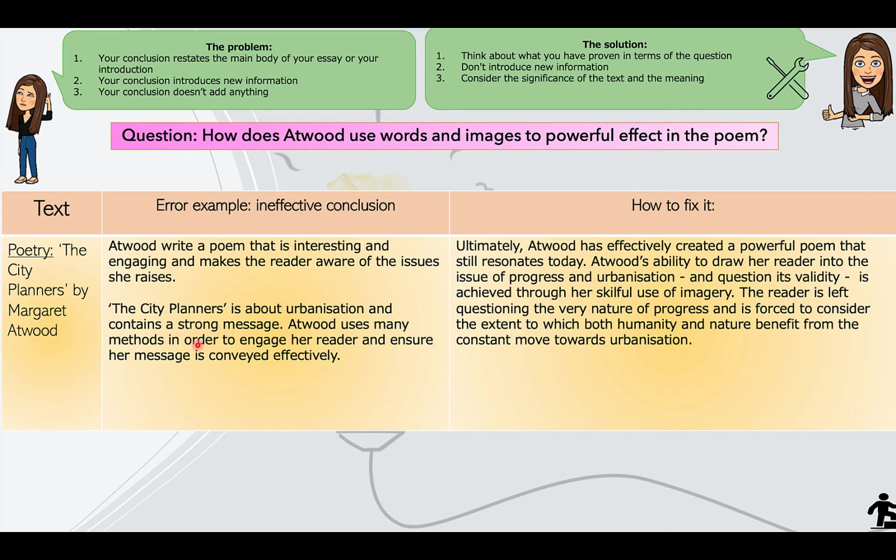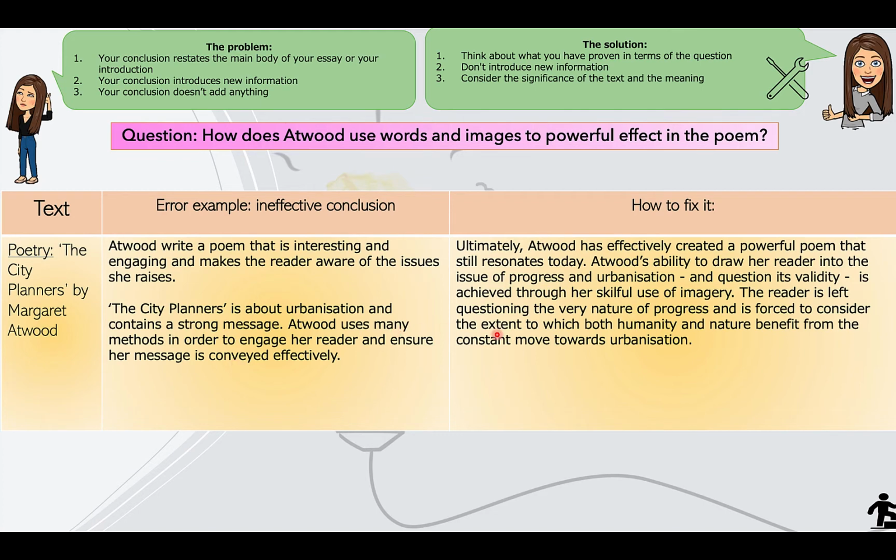And then we've got error example number two. "The City Planners is about urbanisation and contains a strong message. Atwood uses many methods in order to engage the reader and ensure her message is conveyed effectively." We've got a little bit of repetition there, and we're also not clear on what the message is. We're not saying that we understand the message that we've got from covering this in the body of the essay. So it's a little bit vague, a little bit of repetition, and doesn't really add anything at all. It's a bit of a nothing conclusion.